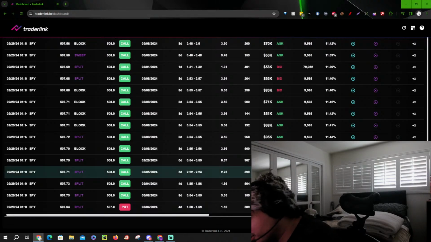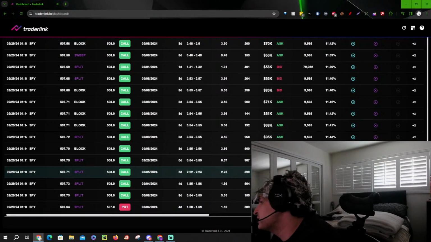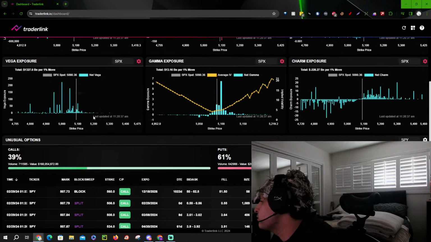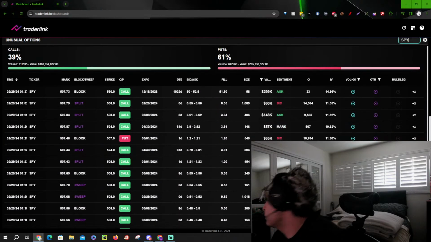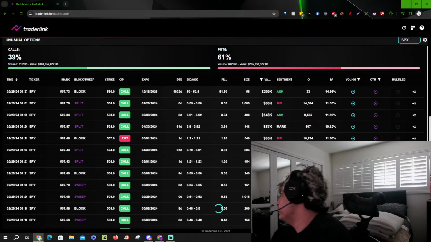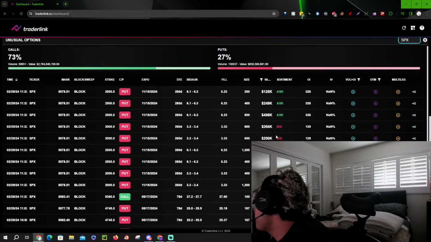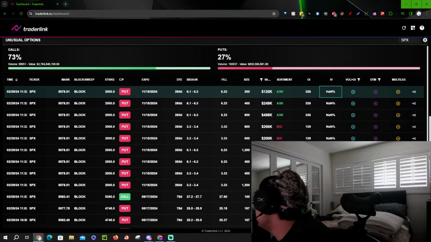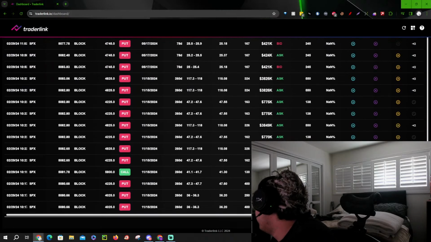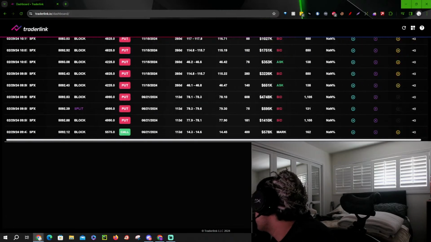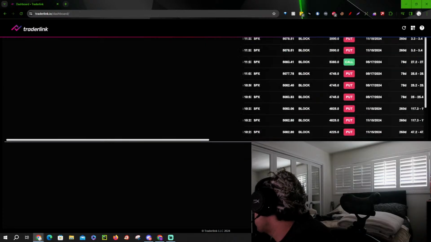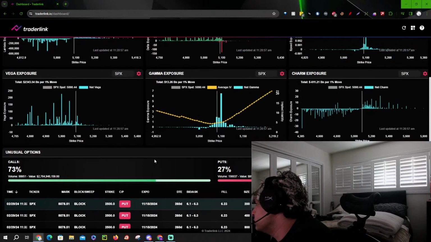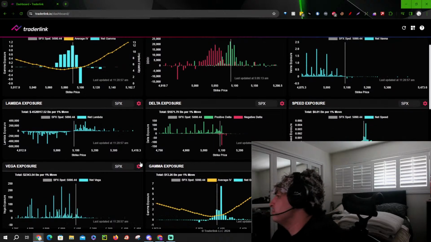Look at the implied volatility on these bad boys. Wait, that's the reason why I had SPX open in the first place. What? Huh? I'm gonna have to talk to someone. I'm gonna have to talk to management about this.